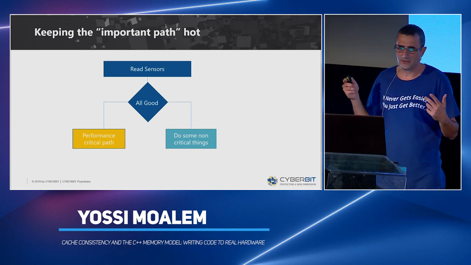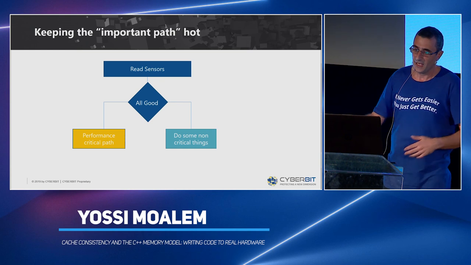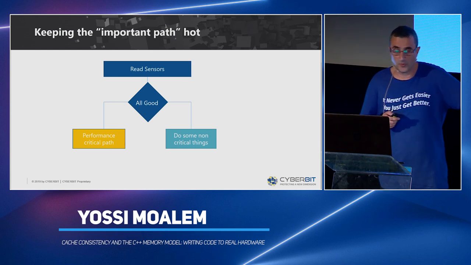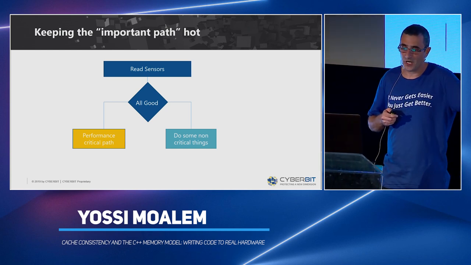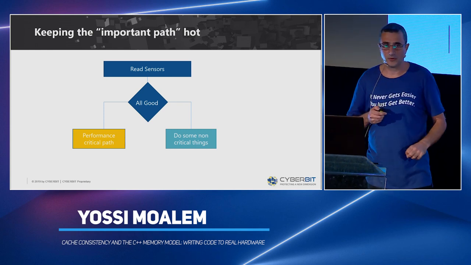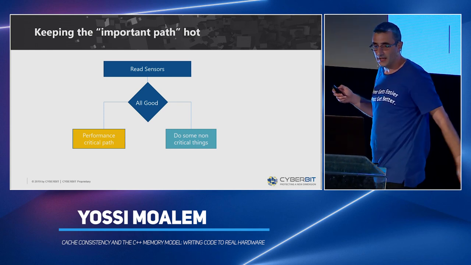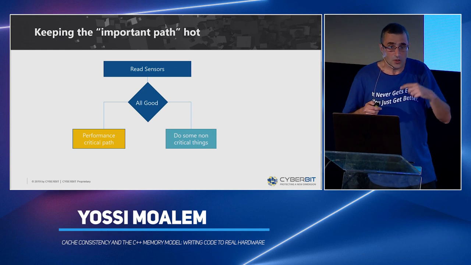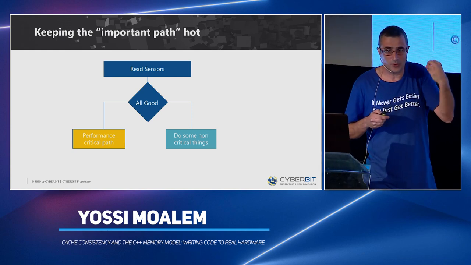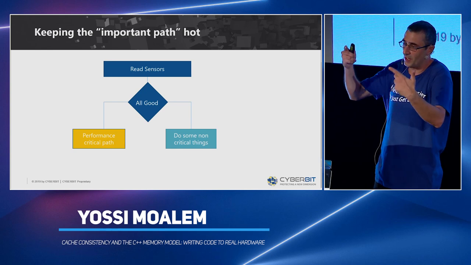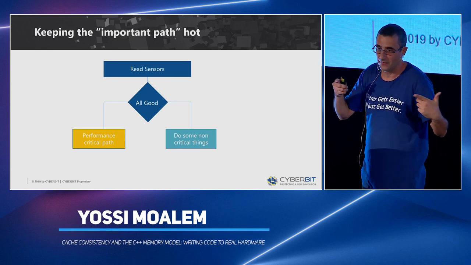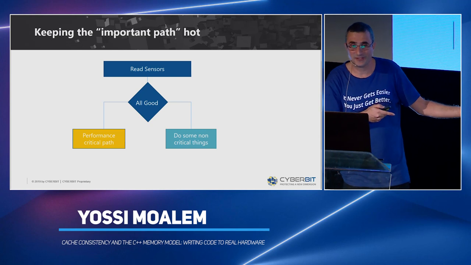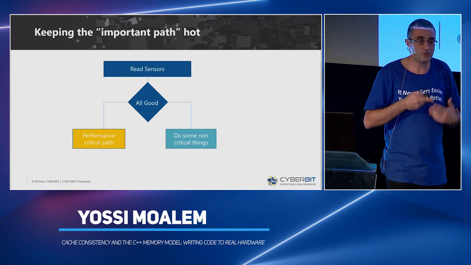Let's say we read some sensors, and if everything is good, we do some non-important work, and if something is wrong, we have to do something that is really performance critical. Chances are, we'll read the sensors, all good, do the non-important work, all good, do the non-important work again, all good, and so on and so forth. Only when the sensor is not good, and the performance is important to us, will we go into the branch where the performance is critical. Now, this is really, really bad.